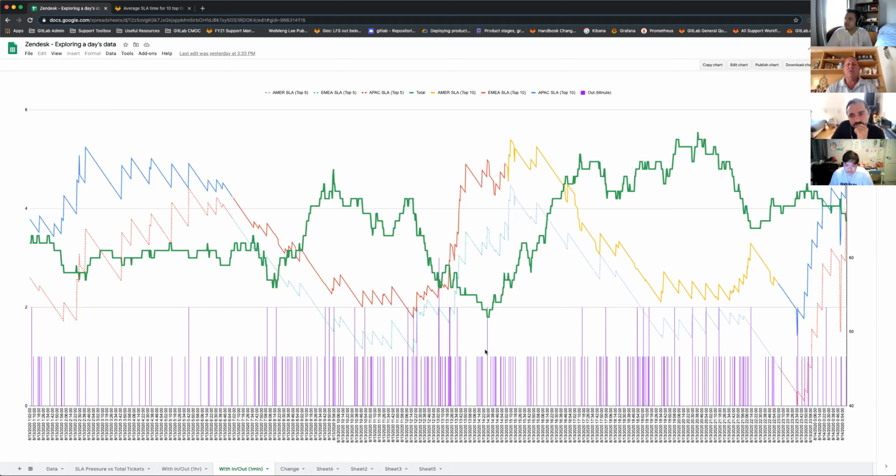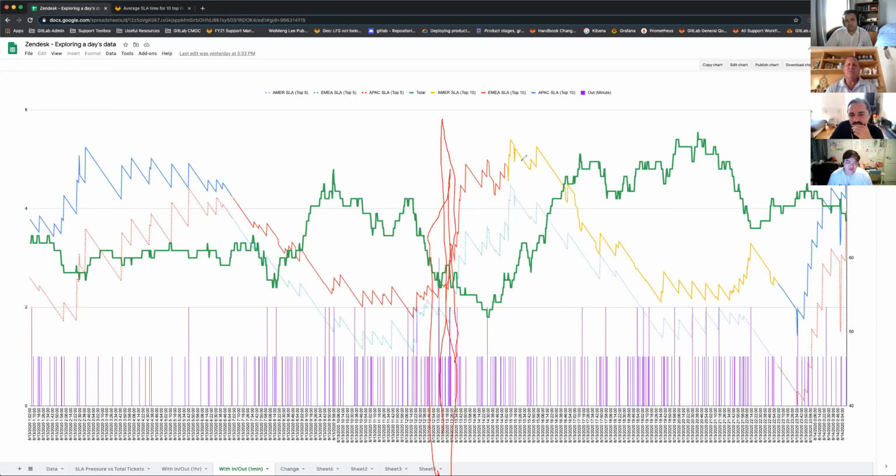I'm not sure you can see my cursor, but this is about 1 p.m. Let me see if I can actually draw something here. Yeah, I can't draw straight. But anyway, this line is about 1 p.m. UTC. And if you just look at the purple bars, you can see that the density of responses starts to decrease after about this line. And you can also see that after this, the average SLA increases.